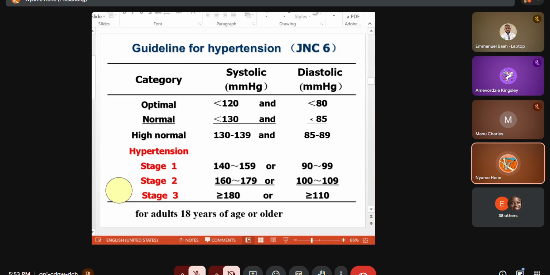So we have stage 1 to stage 3. Stage 1 is 140 to 159 systolic, 90 to 99 diastolic. Stage 2 is 160 to 179, 100 to 109 diastolic. Anything more than 180 systolic and diastolic more than 110, we say is stage 3 hypertension, and this one is very serious. So the severity comes in the stages. And high normal is when it's between 130 to 139 and 80 to 89.